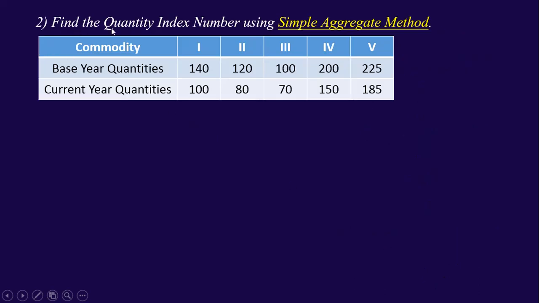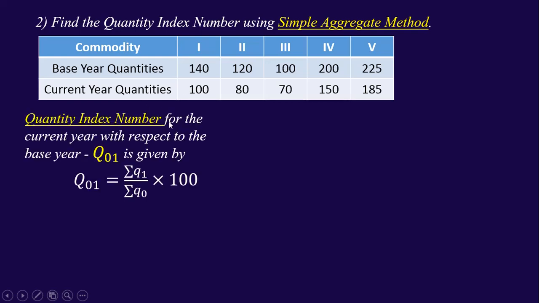Now second example: find the quantity index number using the simple aggregate method. So here we have to find the quantity index number and the quantities are given here. Commodities 1, 2, 3, 4, 5. Base year quantities are given, these are the values of base year quantities. Current year quantities, these values are given. So base year quantities are denoted by Q0 and current year quantities are denoted by Q1.